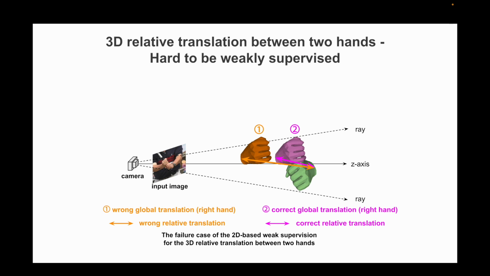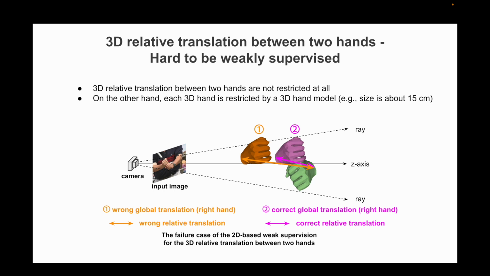Such ambiguity is particularly a problem for the 3D relative translation between two hands, as the 3D translation is not restricted at all in some latent space. For example, we can put two hands at any distance and any direction depending on how they are interacting. Therefore, a very unlikely 3D relative translation between two hands, like the combination of orange and green hands, could happen if it is good for minimizing the 2D-based loss function.